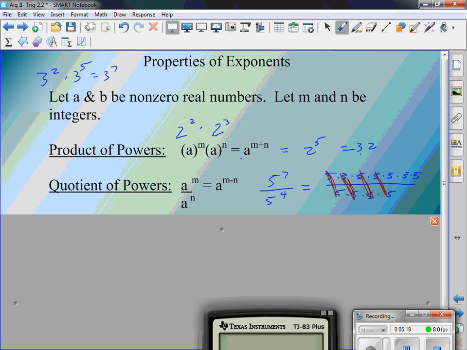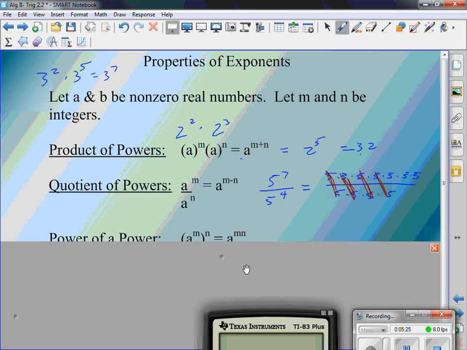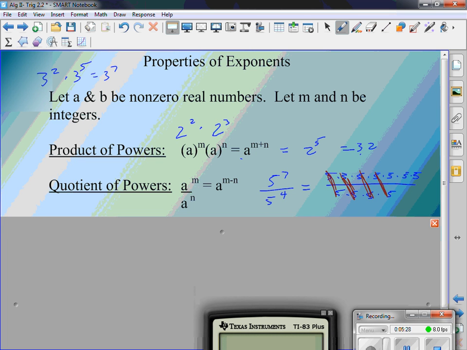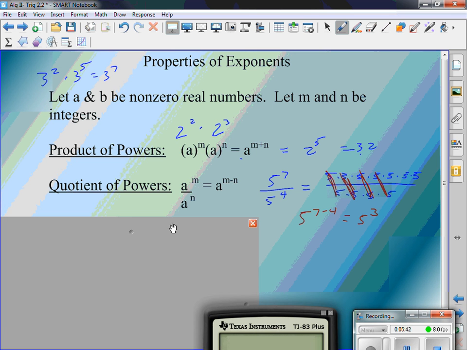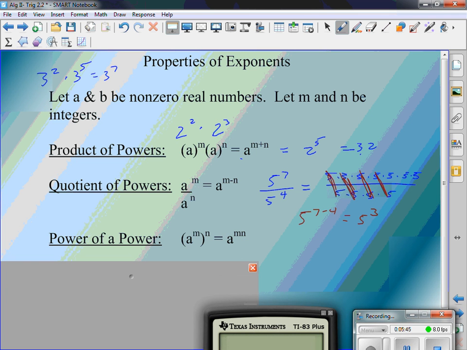What am I left with? There are 3 5s left on the top, which is just 5 to the 7th minus 4, which is 5 to the 3rd. Whenever you divide exponents of the same base, you just subtract. Power of a power: a to the m, to the n, is just a to the mn. If you have an exponent to an exponent, you multiply.